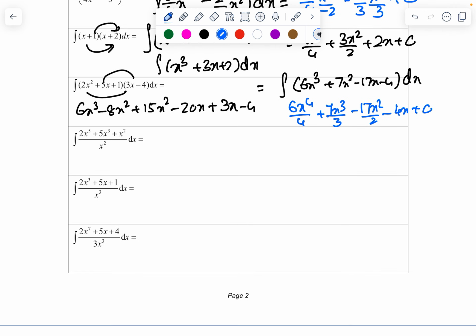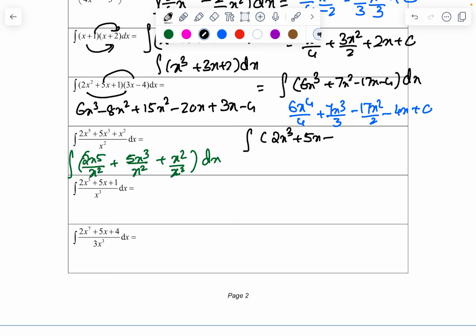Now you have to split it into three fractions. So it becomes 2x to the power of 5 by x squared plus 5x cubed by x squared plus x squared by x squared dx. So it becomes 2x cubed plus 5x plus 1 dx. So it becomes 2x to the power of 4 by 4 plus 5x squared by 2 plus x plus c.